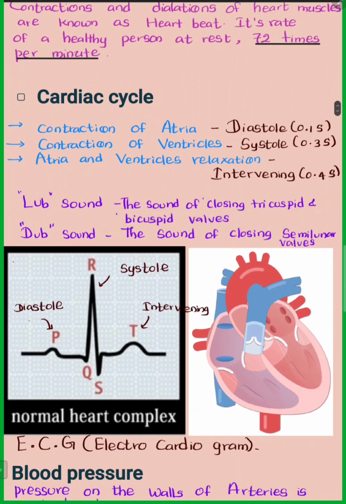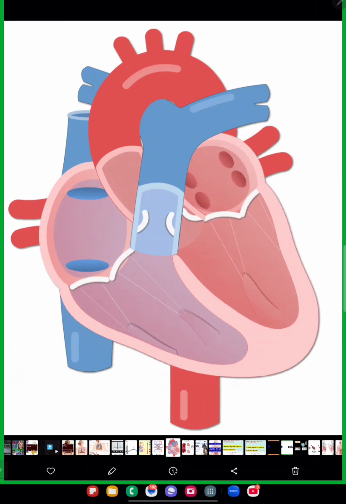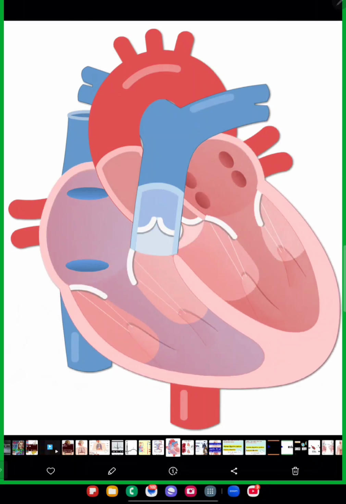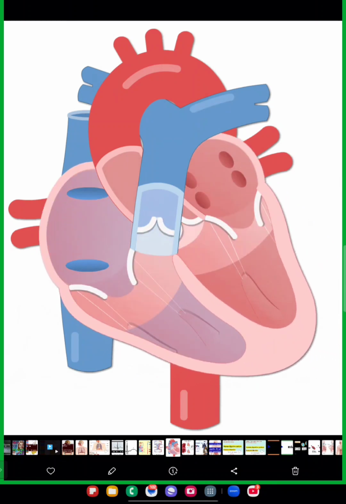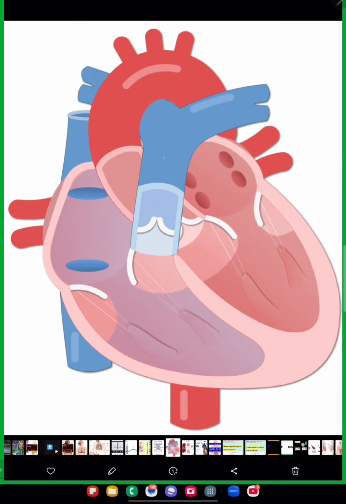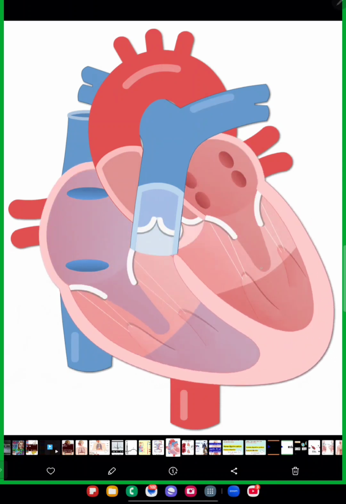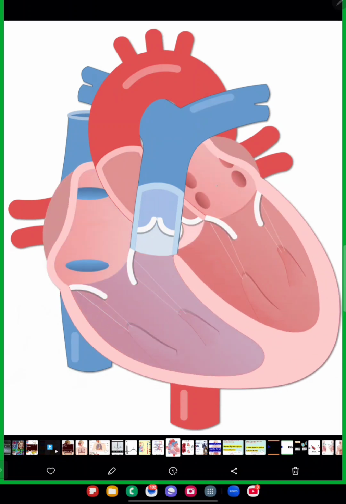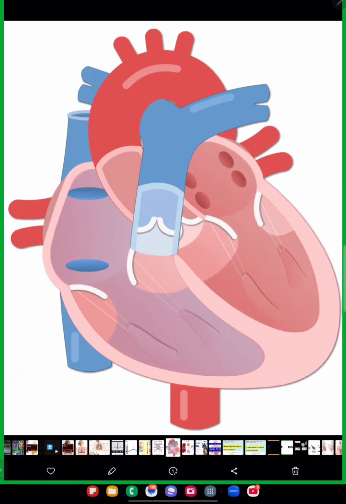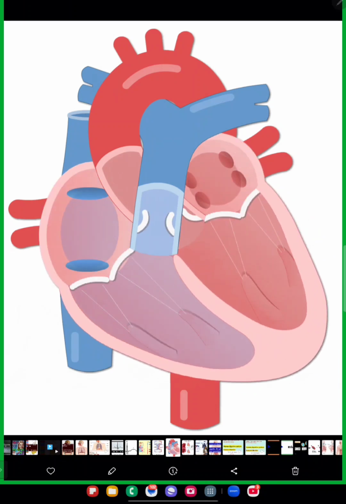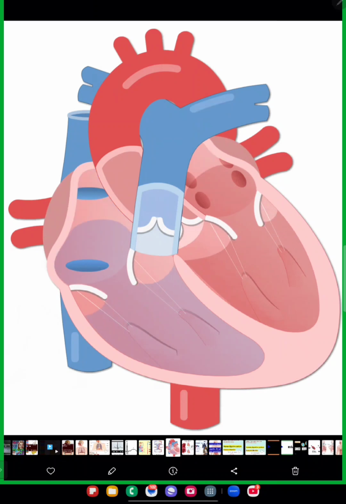You can see in this figure what the cardiac cycle is. From this figure, you can see how the cardiac cycle occurs. First of all, both atriums contract, and after that, both ventricles contract. After those contractions, both atriums and ventricles relax. This is the process that occurs in the cardiac cycle.